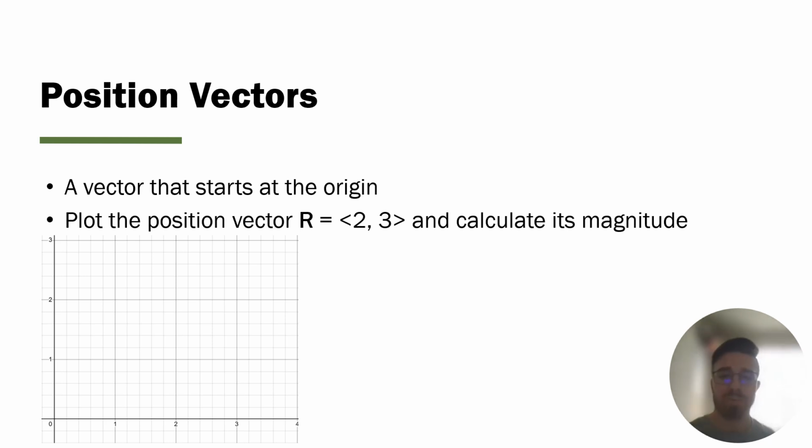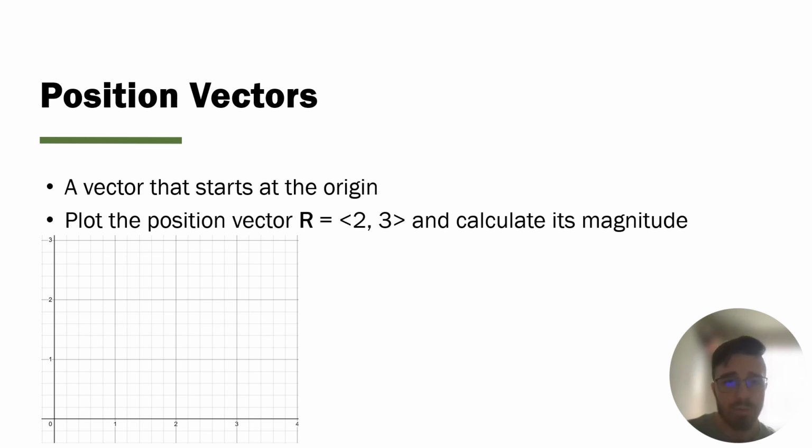Next, let's discuss position vectors. So a position vector is any vector that starts at the origin. So for example, if we have the position vector r equal to 2, 3, how would we plot that? Well, again, it starts at the origin, so our first point will be just at the origin. Then the ending point we would just plot at 2 coordinates in the x direction, 3 coordinates in the y direction, which puts us here.